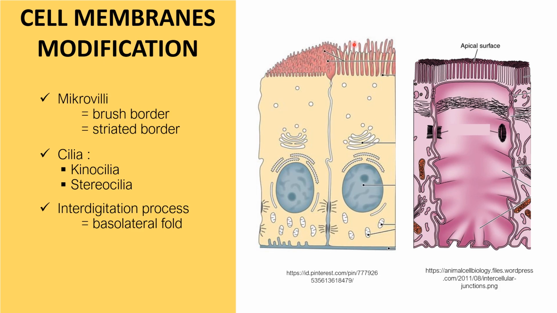And this is cilia. Cilia are also at the apical of the cell. Cilia are long, highly motile apical structures, larger than microvilli and containing an internal array of microtubules. Cilia can be divided into movable cilia or kinocilia and immovable cilia or stereocilia.